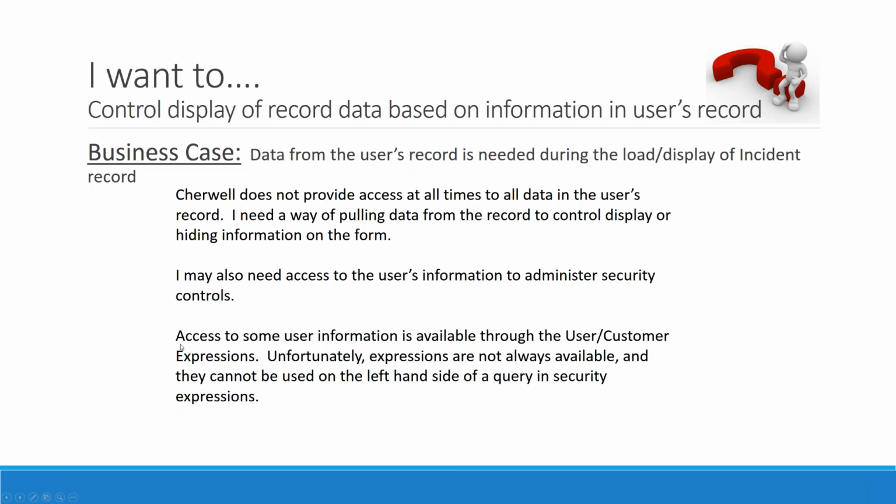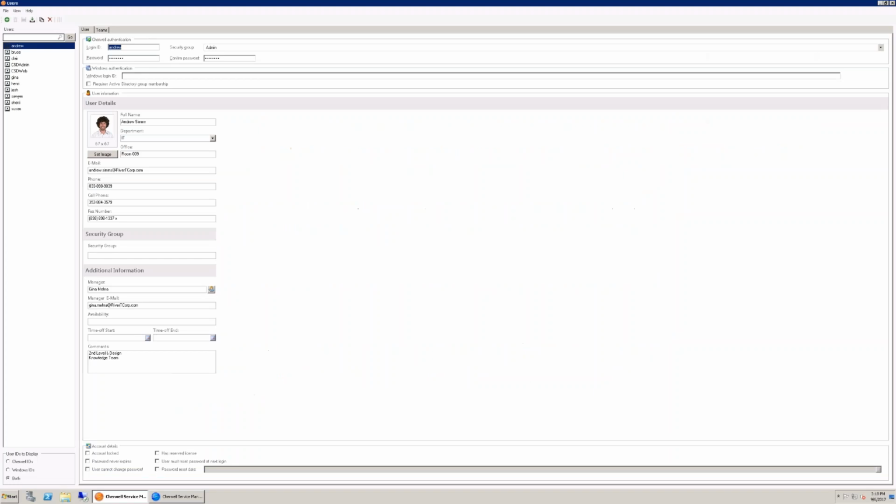I may also need access to that user information to administer security controls. And a third thing is that access to some of the user information is available through the user and customer expressions, but those are not always available, and they cannot be used on the left-hand side of a query in security expressions. So let me show you what I mean by that.